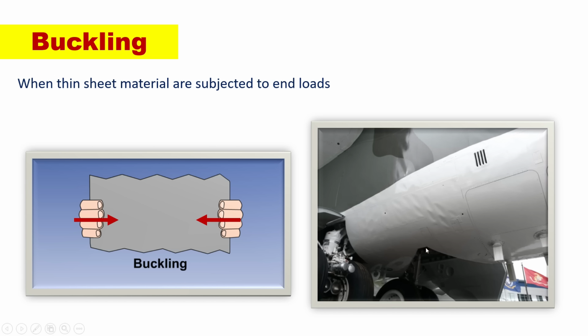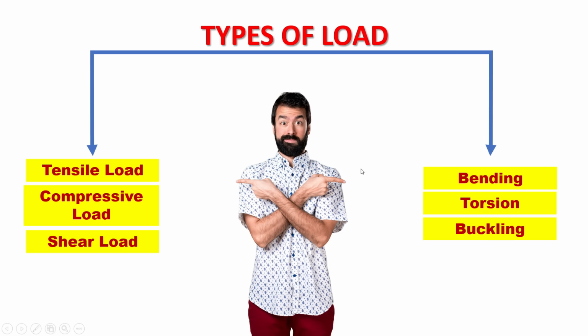All right, so moving on, we have some types of load. We have the three classic types of load, that is tensile load, compressive load, and shear load, and three combination loads that are bending, torsion, buckling. In this, bending is very important. You need to remember this.